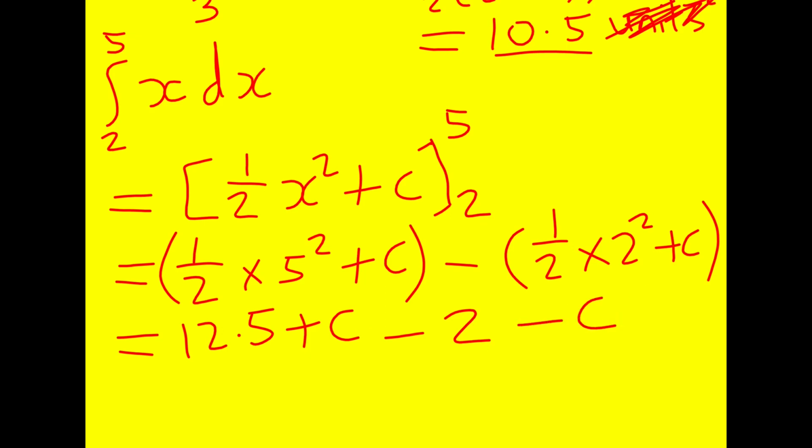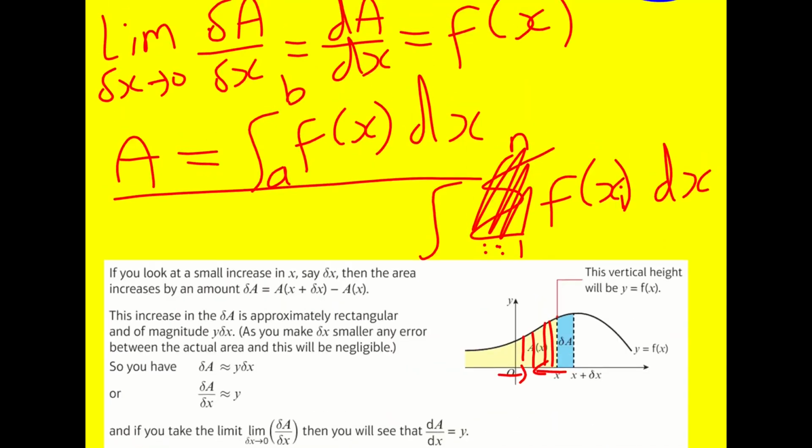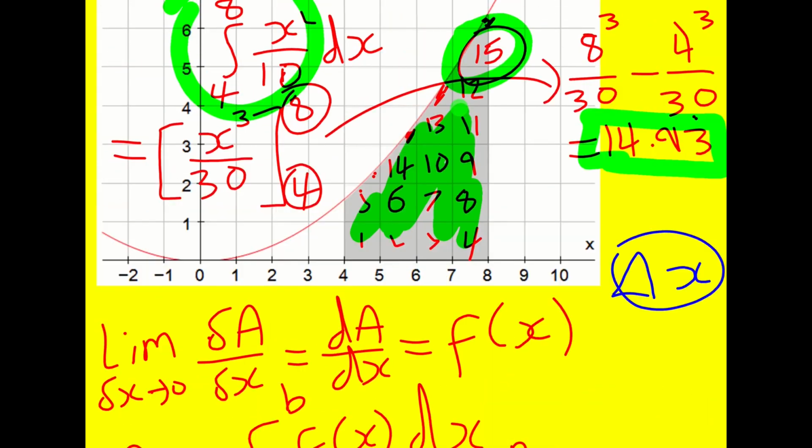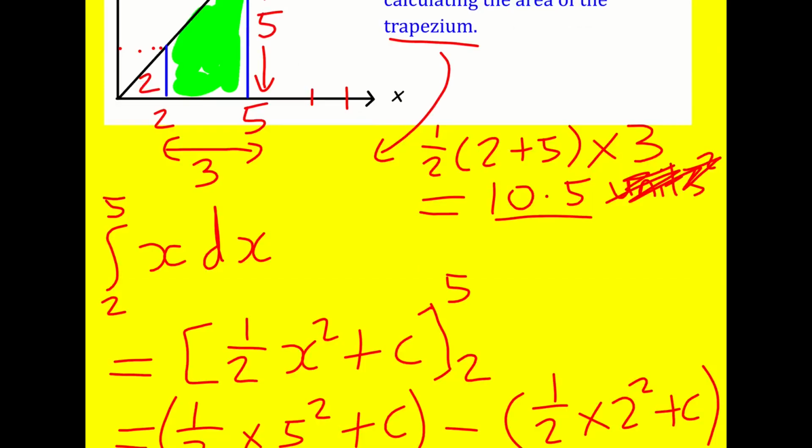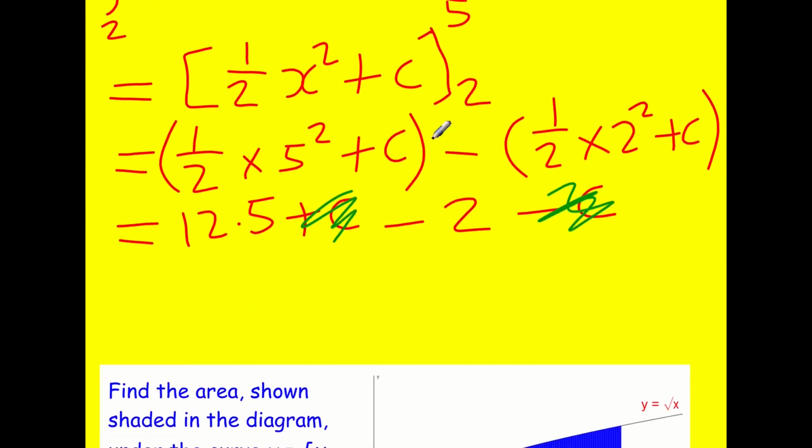Now this is why we don't need to include c, because it's always going to cancel out. So I didn't bother with it on this first example, and you don't need to bother with it. You can put it in if you want, but you're just wasting time. Because we're adding c here, but we're adding a c here, it's not going to matter what c is. So I can just basically not put that in, and it's absolutely fine.